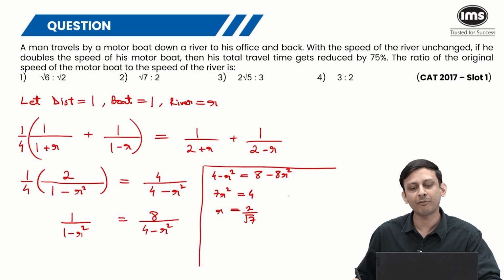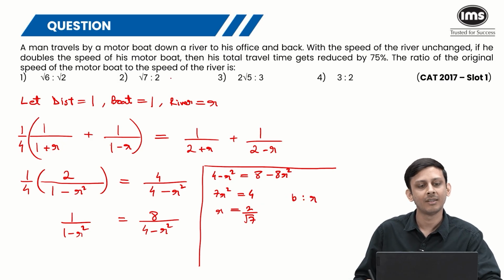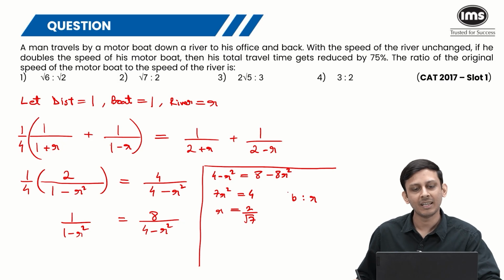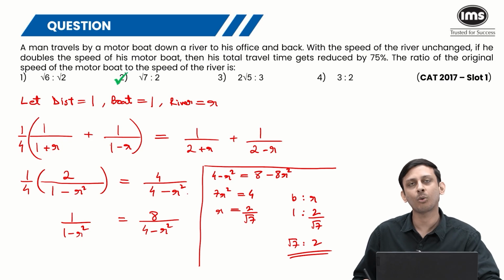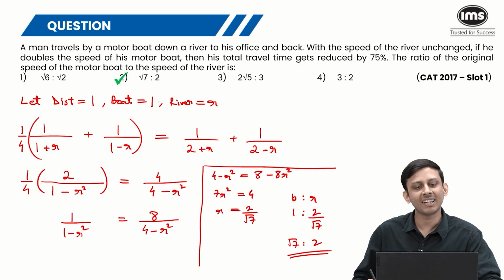So now if we have to look at b and r, the ratio of b is to r. Okay, motorboat to the speed of the river. B we've assumed as 1 and r we've got as 2 by root 7. So multiplying with root 7, we will get root 7 is to 2 as the answer, which is there in the second option. So you can see this becomes quite easy if we just deal with one variable. Okay, and we still get whatever relationship we need to get between them.